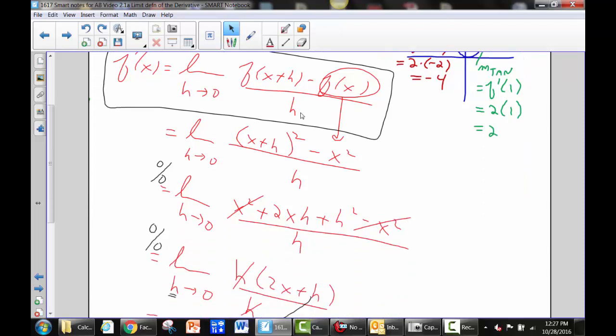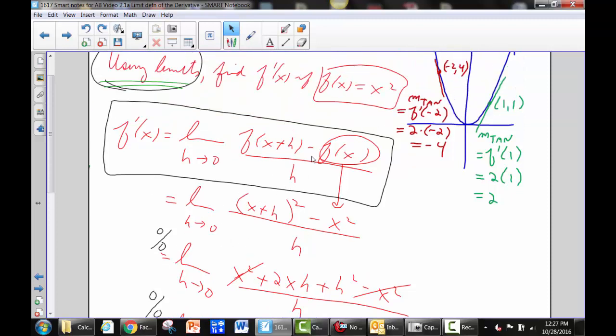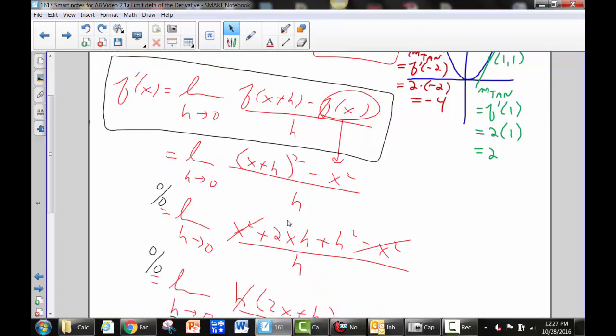If I did plug in h equals 0, I'd get, in this case, f of x minus f of x, or in any case, I'd get 0 over 0. In this particular case, my f of x is x squared. My f of x plus h is x plus h squared.